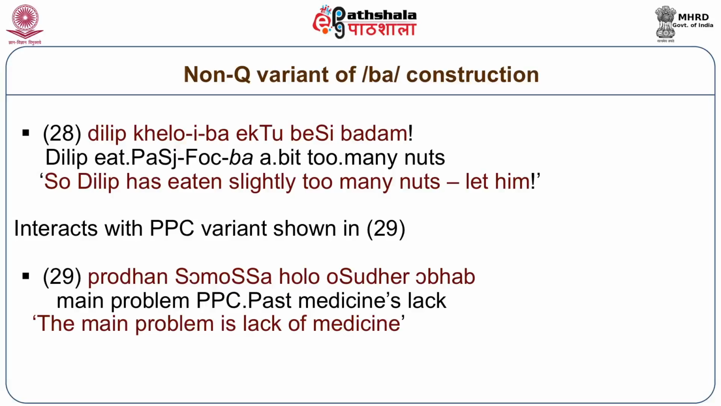There are some E bar sentences in which there is no WH word present. Some of them are built around a verb in what is called the past subjunctive. Example 28. Which means, so Dilip has eaten slightly too many nuts, let him. This comes out in Bangla as Dilip khelo I ba ektu beshi badam. Ektu beshi badam is a little too many nuts. And Dilip is Dilip. So khelo I ba contains all the semantics of so he has eaten, let him. That is what is being expressed here.